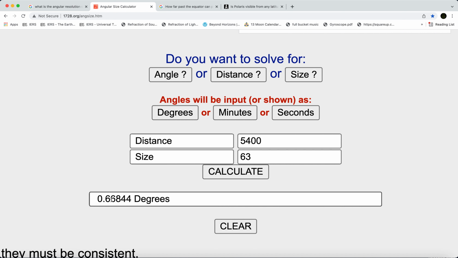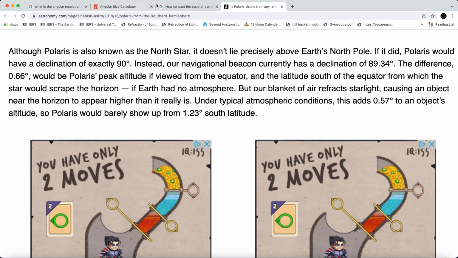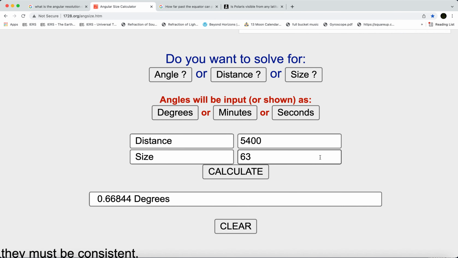But here is evidence that, yes, at 63 nautical miles of angular free space between Polaris and the horizon, that area would be 0.66844 degrees, and that's exactly matching what they say Polaris would be above the horizon if you were at the equator, which would be 5,400 nautical miles. So this totally matches what their claim is, and it can only happen on a flat plane.